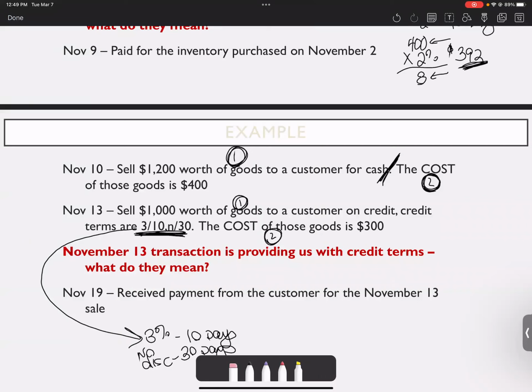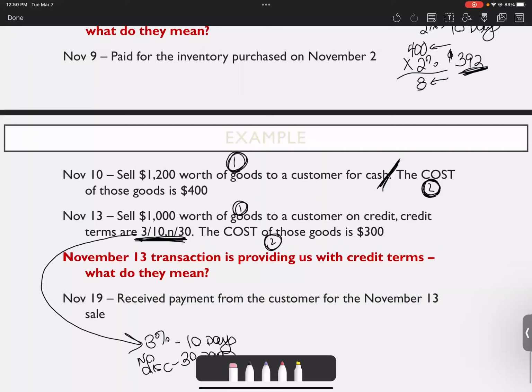So here we go. November 19th, we're going to receive payment from that customer. They owe us $1,000, right? So the first thing that we have to ask ourselves is, of that $1,000, are we going to give them the discount? Are they paying us within the discount period, right? If the discount period was 10 days, they are within that discount period. And that means that they're going to get $1,000 times 3%. They are going to get a $30 sales discount, okay?